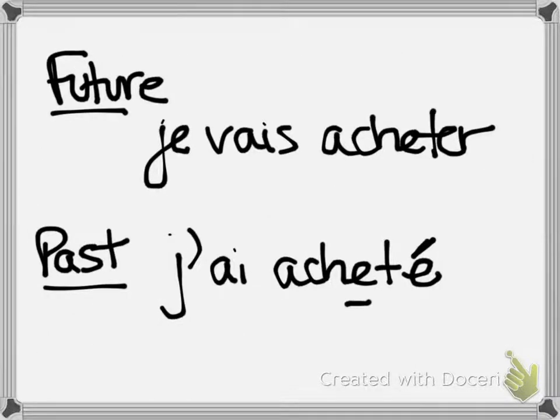The future, je vais acheter. Notice that we don't add the accent mark here because it's the infinitive. In the past, j'ai acheté, and again, notice that we don't add the accent mark here, we add the regular accent aigu like we normally do to form the past participle.